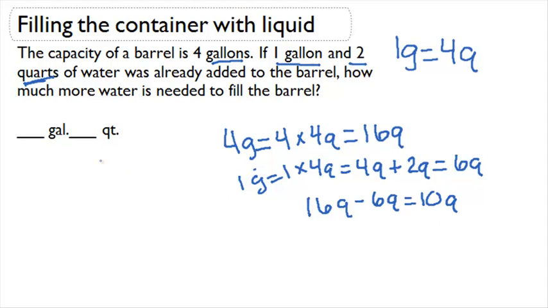Now, since my answer is in gallons and quarts, I'm going to need to just put this back into gallons and quarts. So if I know that 1 gallon is equal to 4 quarts, I know that out of 10 quarts I can take 2 gallons and still have 2 quarts left over. So that's what I'm going to fill in as my answer. I have 2 gallons and 2 quarts that I still need to add to fill that barrel.